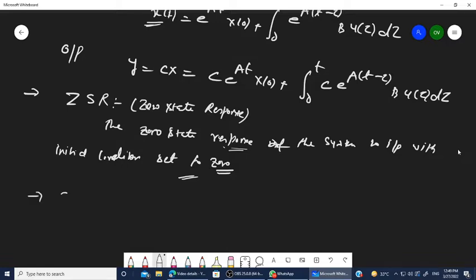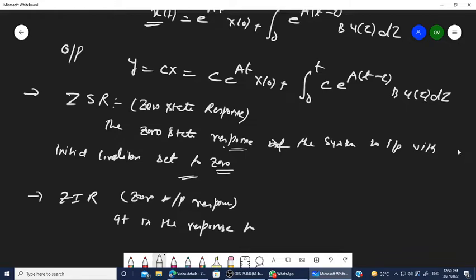And the second case is the ZIR, that is the zero input response. This is the response to the initial condition. Remember, here the initial condition is not 0. We are going to find the response to the initial condition with, very importantly, the input set to 0. So we have the two, ZSR and ZIR.